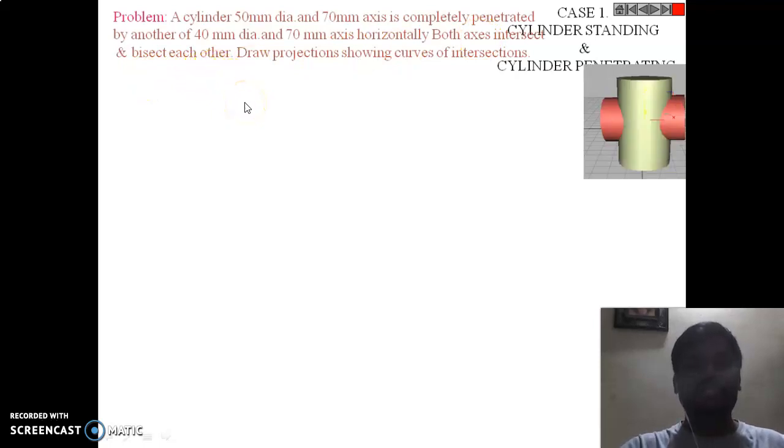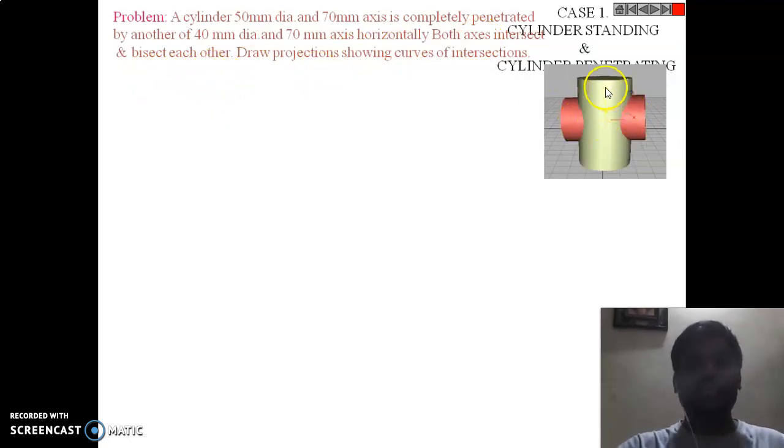That means both the cylinders intersect each other at a center point. For example, this standing cylinder has a diameter of 50 and an axis of 70. Where the horizontal cylinder penetrates, both axes intersect and bisect each other, which means exactly at the center of the axis, that is 35. At a distance of 35, another cylinder of diameter 40 and axis 70 is intersecting. For this case, we are supposed to draw the projections and show the curve of intersection.